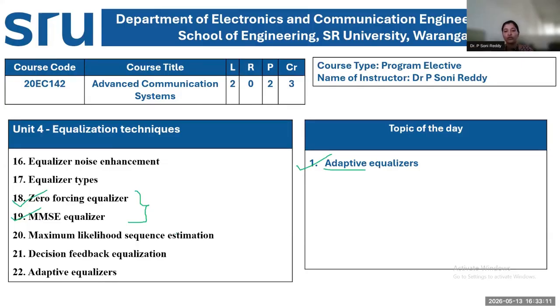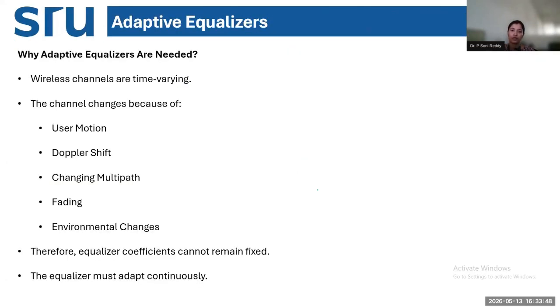So channel characteristics are always varying in time. They are never fixed. So the equalizer characteristics should also adapt with the channel characteristics in order to compensate the effect of the channel. But zero forcing and MMSE are both not adaptive equalizers. That means they don't change according to the changing nature of the channel. So we are going to study adaptive equalizers in our next lecture.